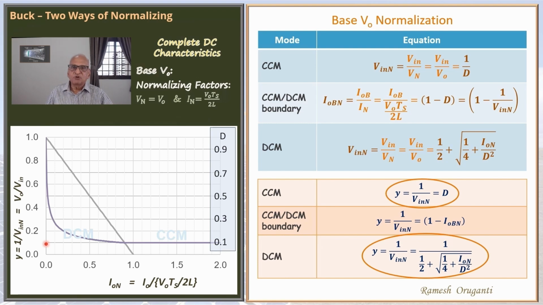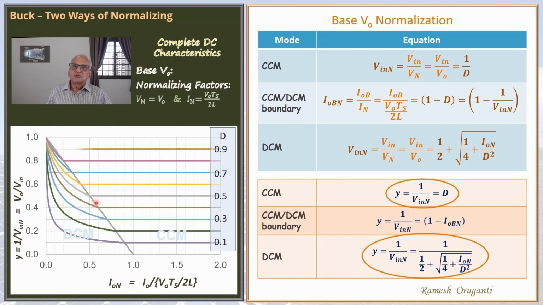This is the plot for D equal to 0.1. You can then do the plot for D equal to 0.2. So you can see that in the CCM region, it is a horizontal line. Y, 1 over VinN will be equal to 0.2. And in the DCM region, the normalized voltage quickly rises and goes towards 1. Likewise, you can plot D equal to 0.3. You can plot D equal to 0.4, 0.5, and so on. So this is the complete characteristics of the buck converter using base V0 normalization.